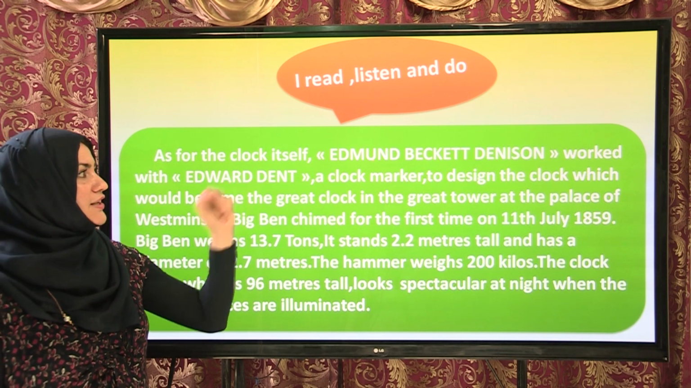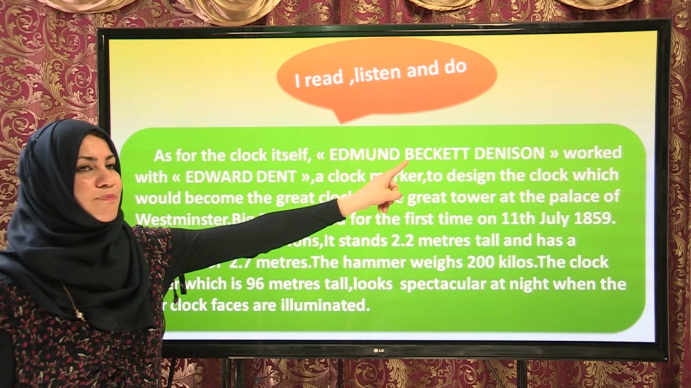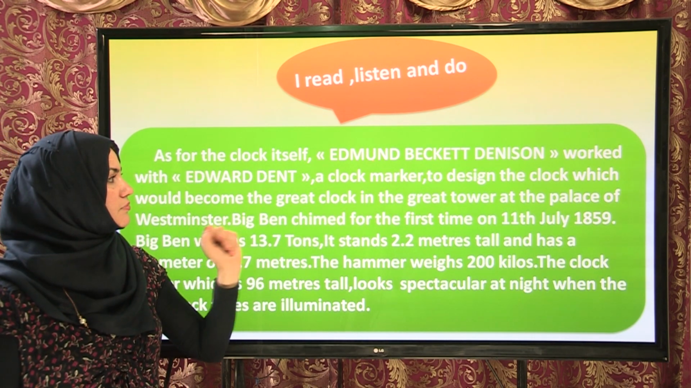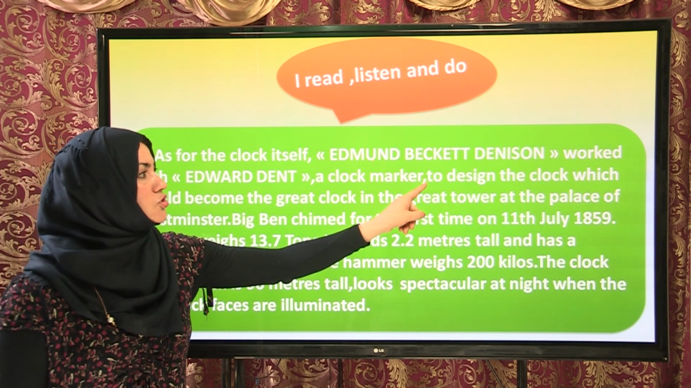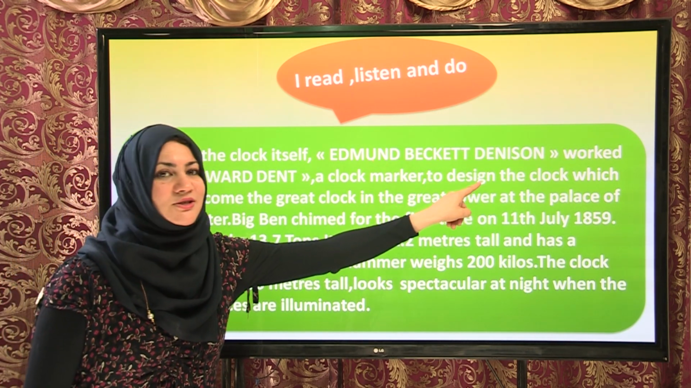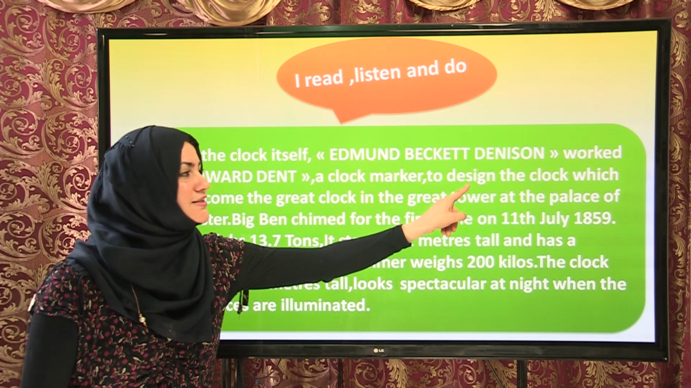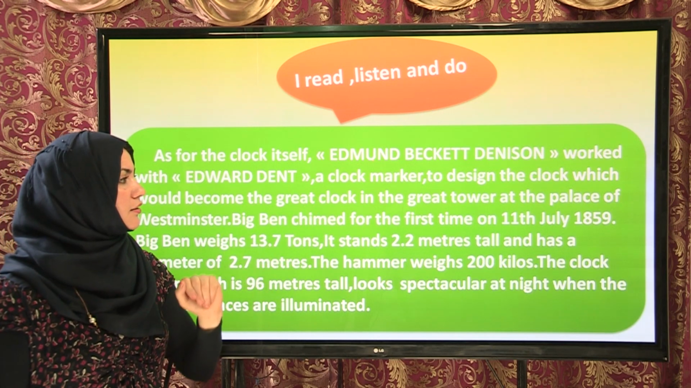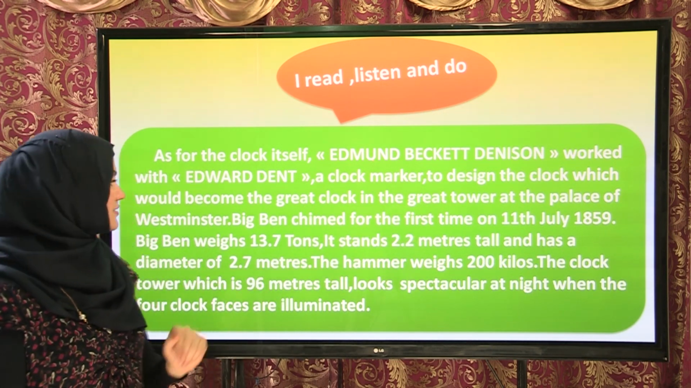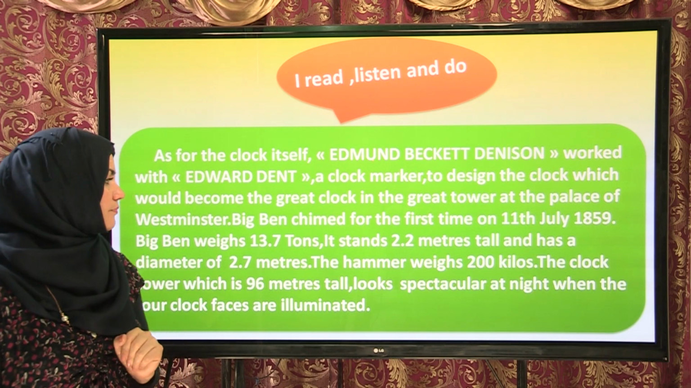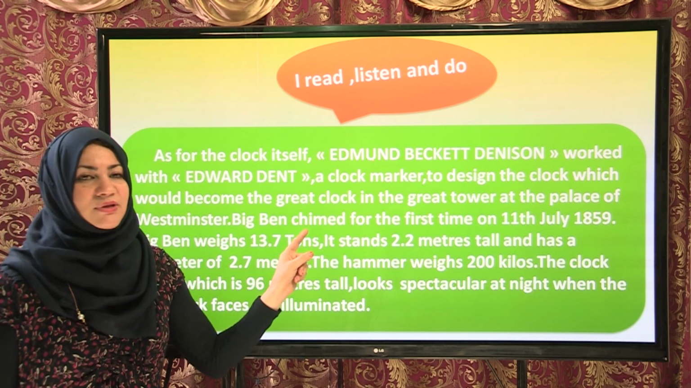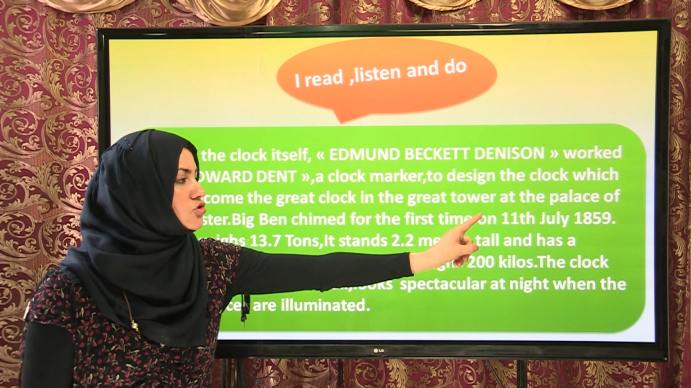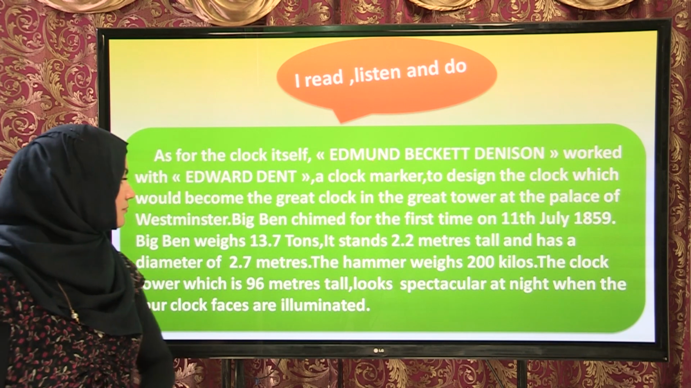As for the clock itself, Edmund Beckett Denison worked with Edward Dent, a clockmaker, to design the clock which would become the great clock in the great tower at the Palace of Westminster. Big Ben chimed for the first time on 11th July 1859.